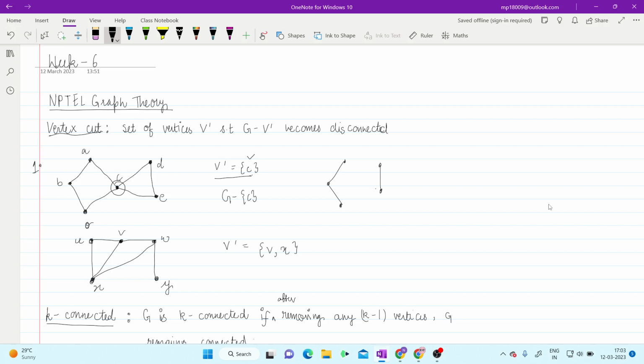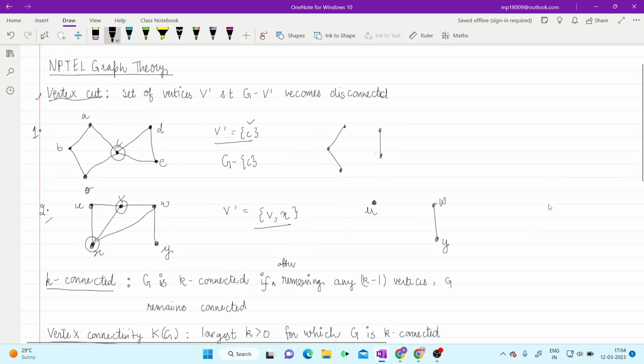Similarly, if you look at this second graph, if we remove these two vertices V and X, then our resultant graph will look something like this, U, W, Y, and this graph is also becoming disconnected after removing V and X. Therefore we see that this particular set is a vertex cut. So this is what we mean by a vertex cut.